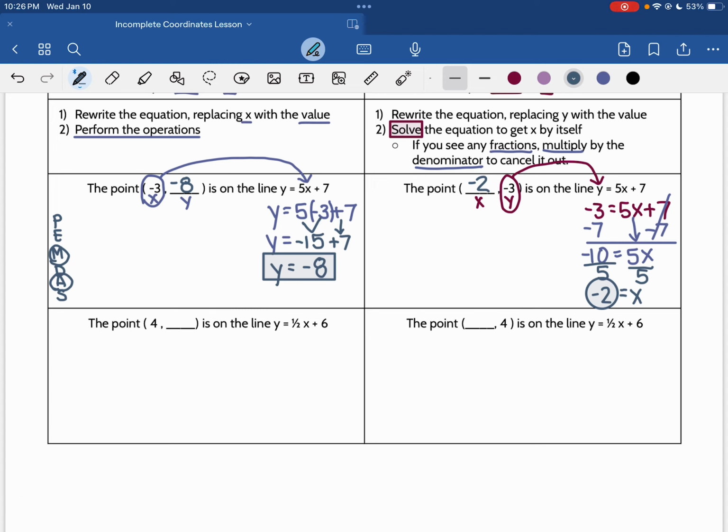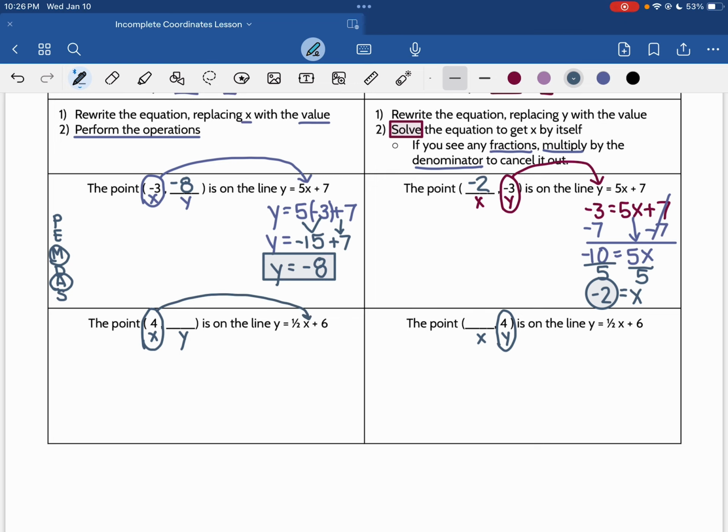Now, I did set this table up so that both of the ones over here on the left have the x value, which I can tell because that 4 is in the first spot, and the 4 is in the second spot on this side. So you're going off of which one you know, not which one you're looking for.